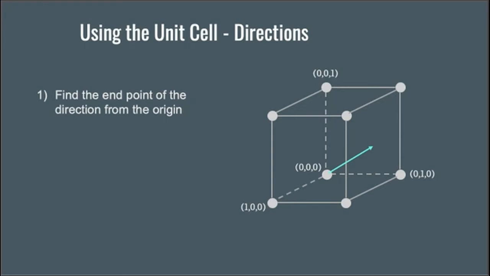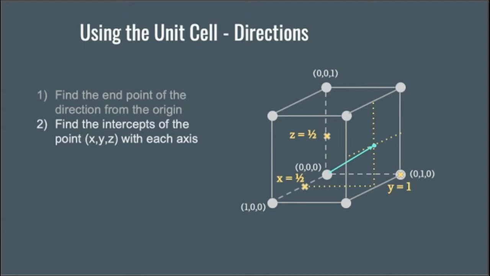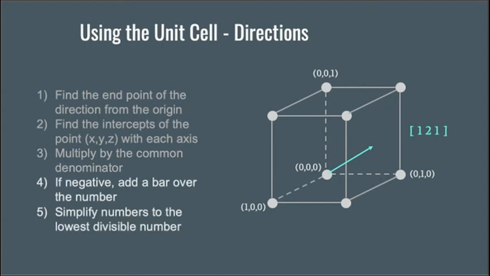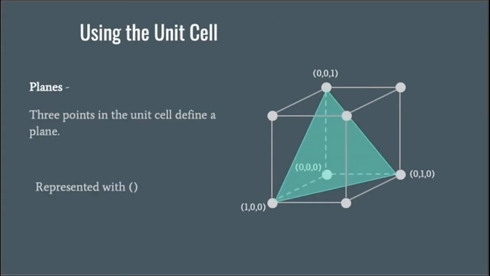First, find the endpoint of the direction from the origin. Next, find the intercepts of the point with each axis. Here we see that the point is 1/2, 1, 1/2. We then multiply by the common denominator, giving us 1, 2, 1. If the value is negative, we add a bar over it and finally simplify it to the lowest divisible number. In this case, we will end up with [1 2 1].